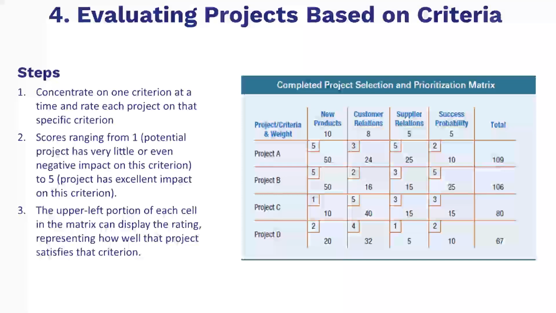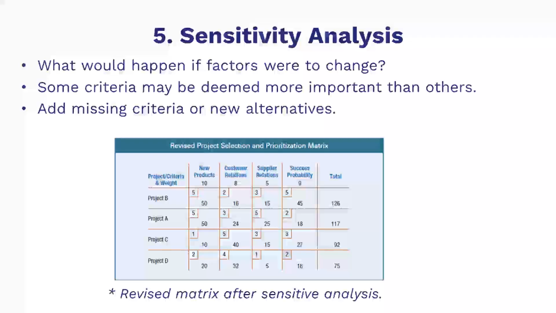For example, in this table, I provide an example of a completed project selection and prioritization matrix. You may follow these steps. 1. Concentrate on one criterion at a time and rate each project on that specific criterion. 2. Scores range from 1, the potential project has very little or even negative impact on this criterion, to 5, the project has excellent impact on this criterion. 3. The upper left portion of each cell in the matrix can display the rating representing how well that project satisfies that criterion.